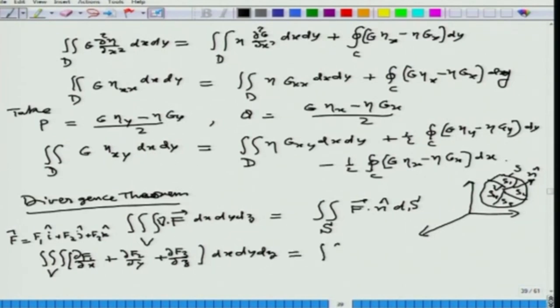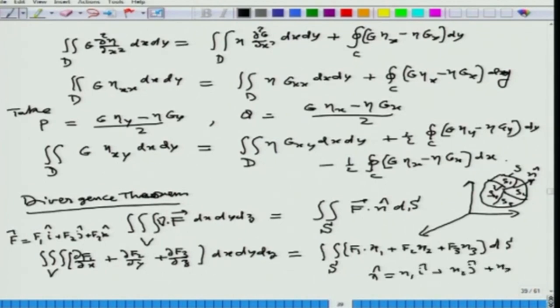So on the surface integral side, you get F 1 n 1 plus F 2 n 2 plus F 3 n 3 dS, where these are scalar components. Here n cap as usual has components n 1 i plus n 2 j plus n 3 k.